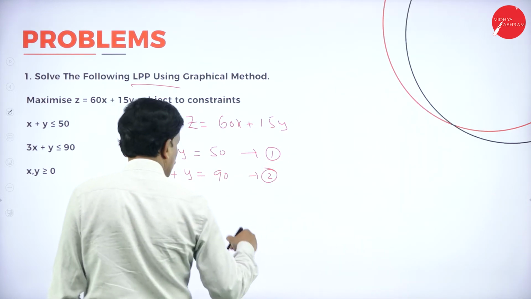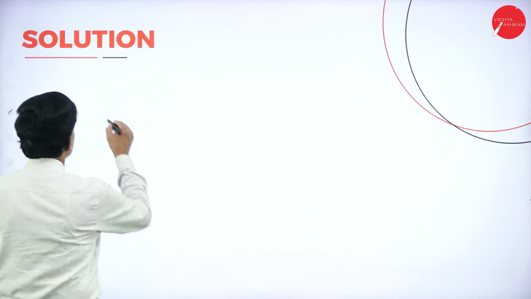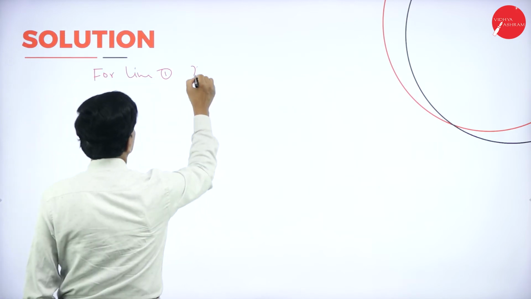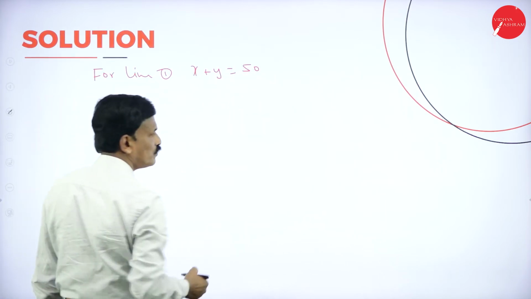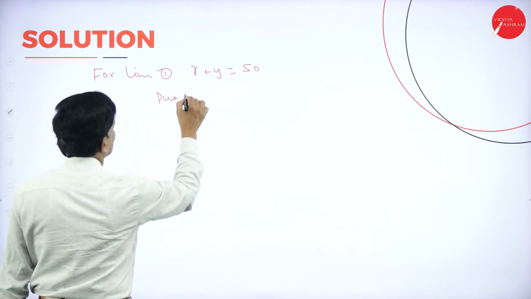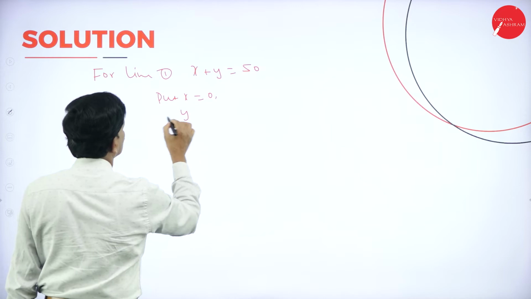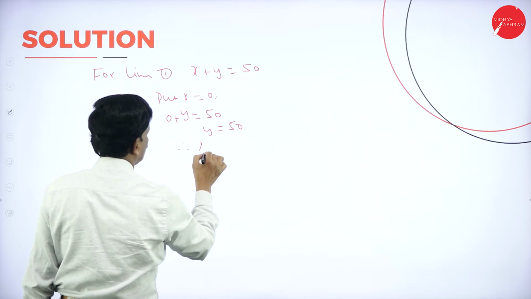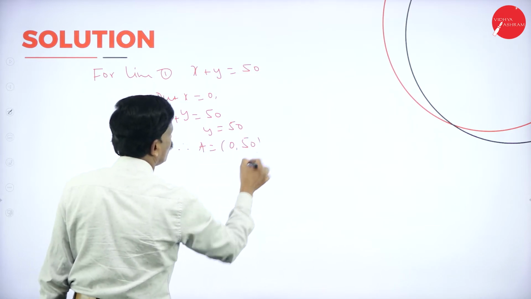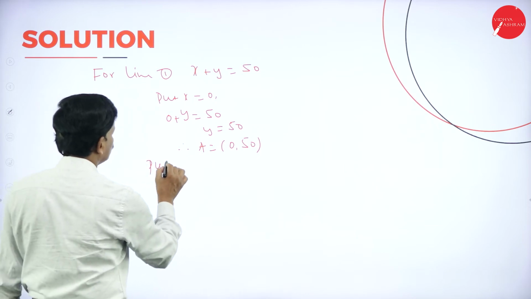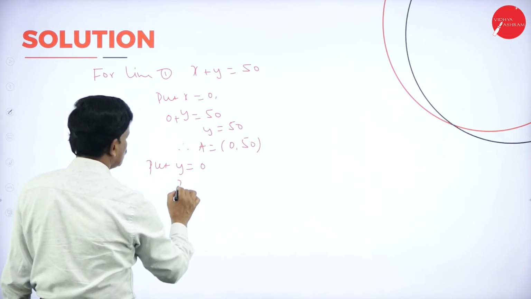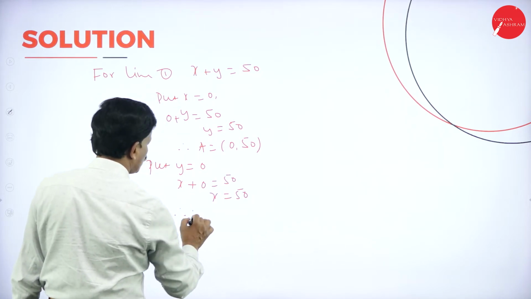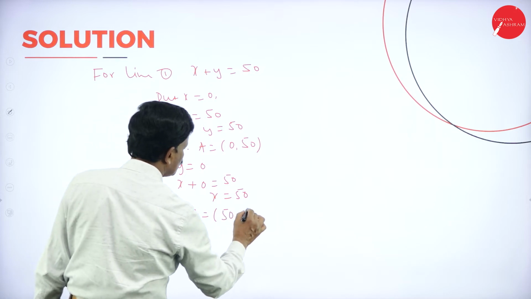Now I will go to the next page. Let us consider the first equation for the line, line 1. What is the first line? x plus y is equal to 50. Now, put x is equal to 0, you will get 0 plus y is equal to 50, y is equal to 50, therefore the point A is x is 0, y is 50. Similarly, put y is equal to 0 in this equation, x plus 0 is equal to 50, x is equal to 50, therefore the other point B is 50, 0.